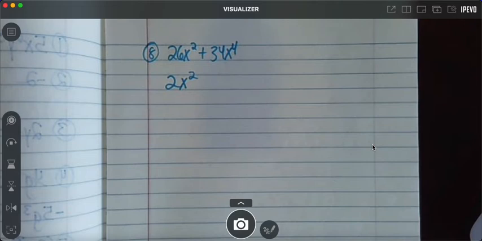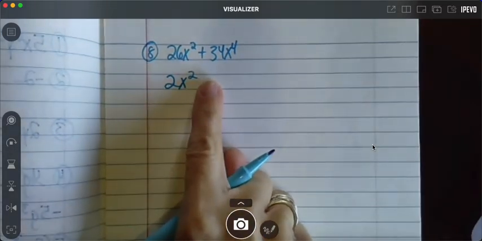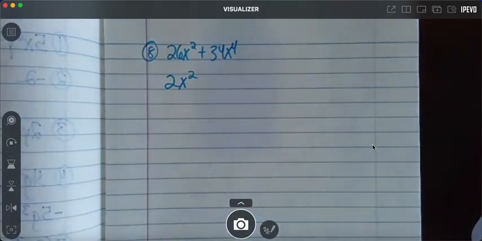If I put the wrong letter, does it get it wrong? What do you mean, like if you put 2y squared? That would be fine. If I put 2a squared, I would totally understand that. What I care about is that the variable is squared. Okay? Does everybody understand that?